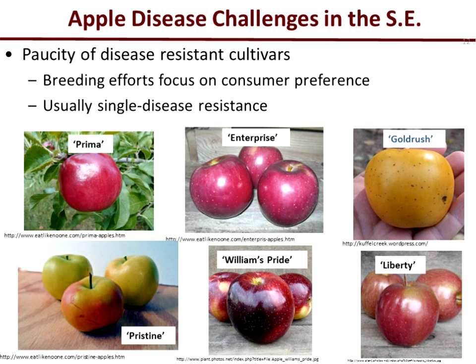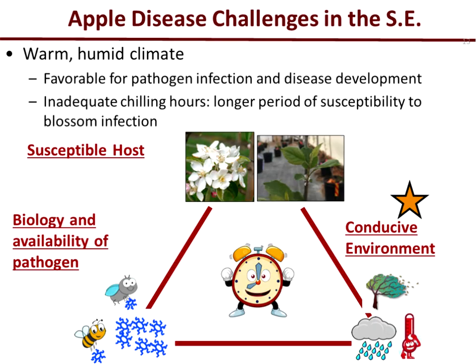So as you see in these pictures here, these are a number of cultivars that are resistant to apple scab, and often you will not see any of these cultivars show up in the grocery store. So they're just not very popular amongst consumers. Okay. Another challenge that we have in the southeast, of course, is our warm and humid climate.